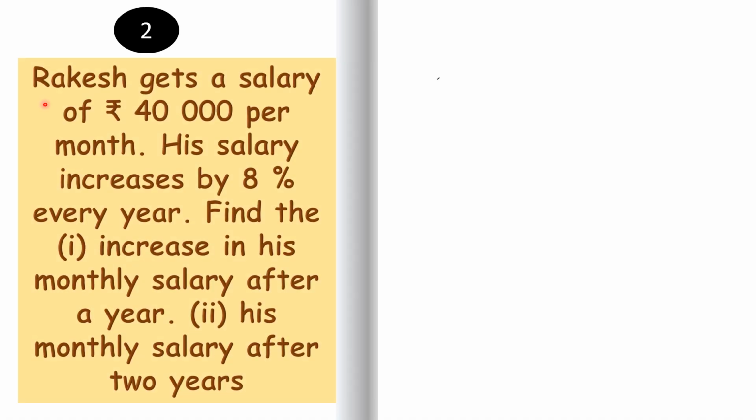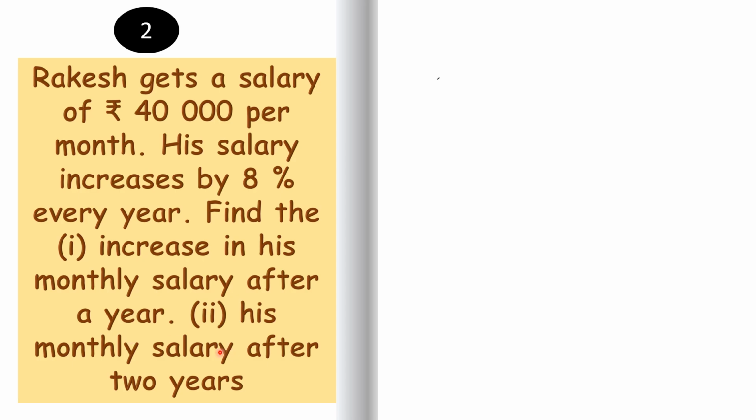So the question is, Rakesh gets a salary of rupees 40,000 per month. His salary increases by 8% every year. So per month he gets 40,000. So in a year there are 12 months. So he gets 12 into 40,000 per year. And this salary is increased by 8% every year. Find, first one, the increase in his monthly salary after a year.